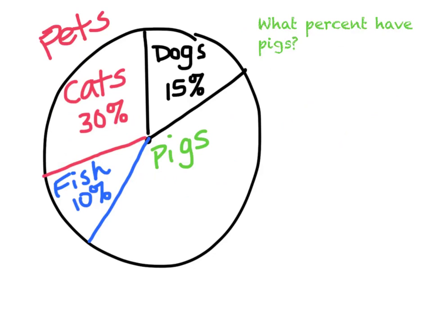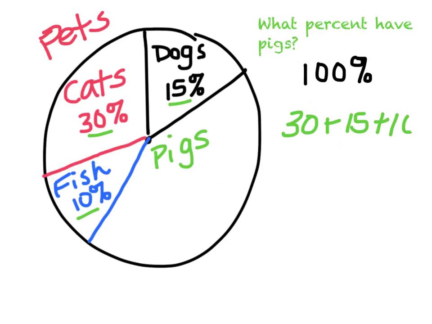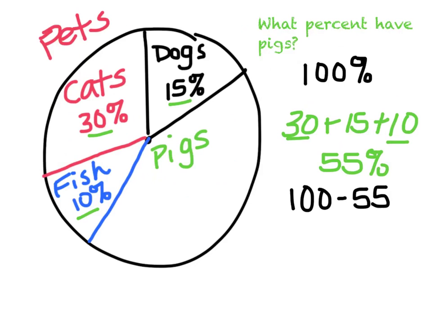Okay, so we want to know what percent was left for pigs. First thing that you need to remember is that all the percents in a circle graph need to add up to 100%. So we need to figure out what percents add up so far. We have 30 plus 15 plus 10. First thing you should do is add those up. 30 and 10 is 40, plus another 15 is 55%. Now to figure out what part is left for pigs, you're going to do 100% take away 55%, which gives you 45%. So the percentage for pigs here is 45%.